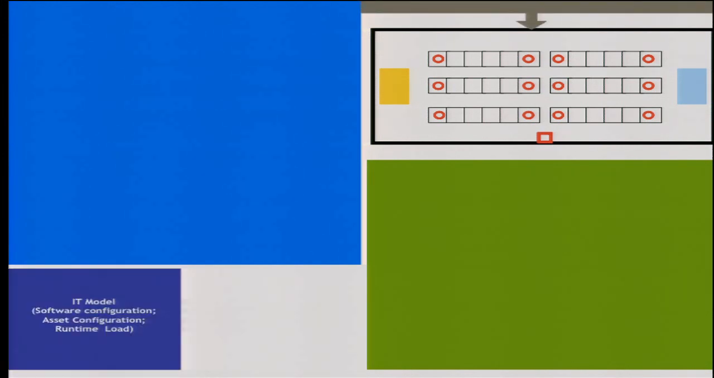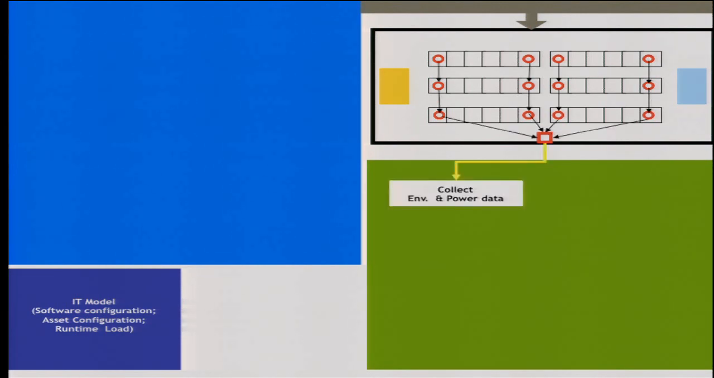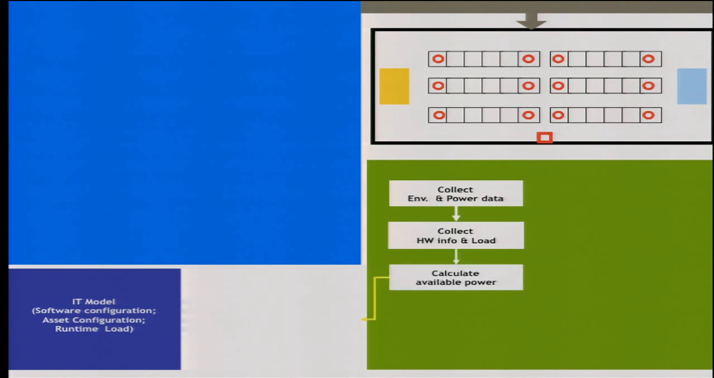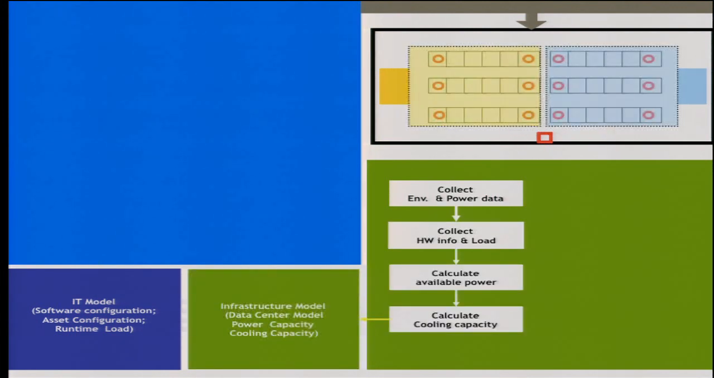We have a data center which provides you with all kinds of servers. Then you have a model of the data center in terms of what kind of IT infrastructure you have, what kind of hardware you have, what kind of software you have. And then you are going to create a model of this data center in terms of the cooling and the power capacity you have.